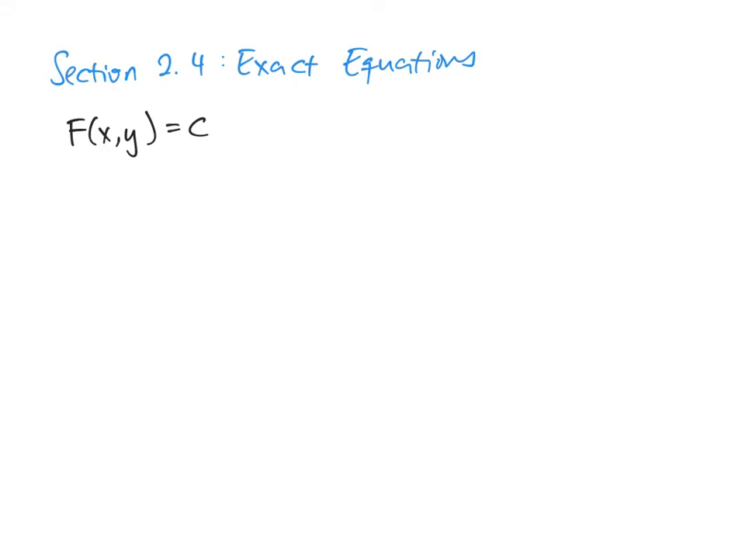Hi class. In this section 2.4, we're looking at a special type of equation called exact equations. So we're going to start off talking about not differential equations. Then talk about, say you have some sort of function of two variables, x and y, that is equal to a constant. You see these on weather maps, level curves, that sort of thing.